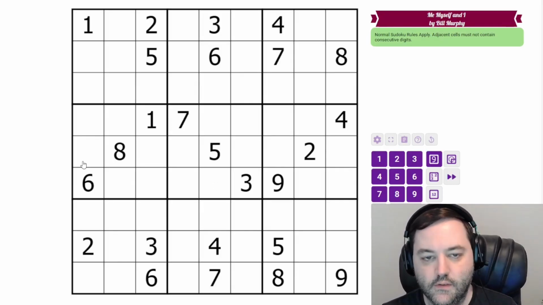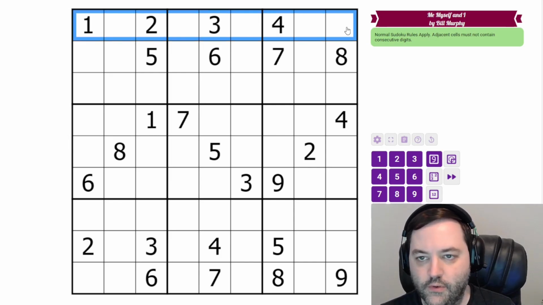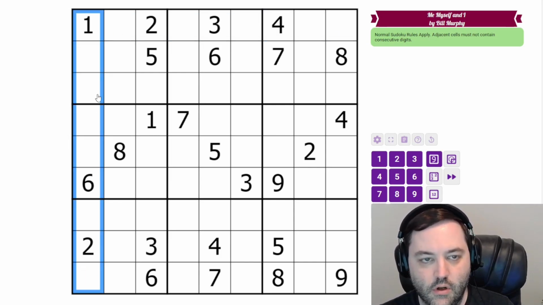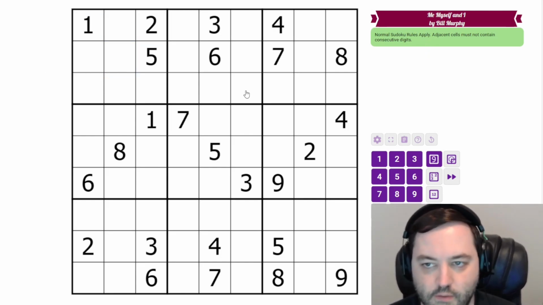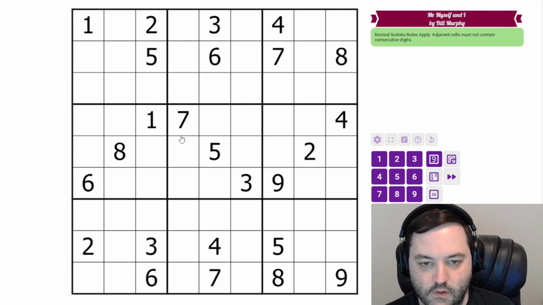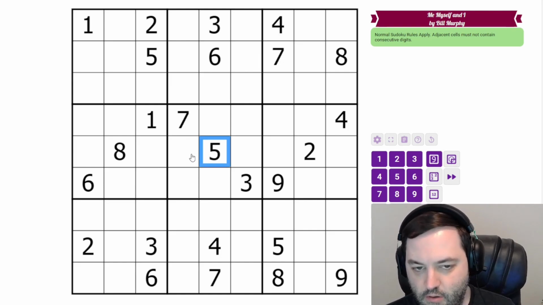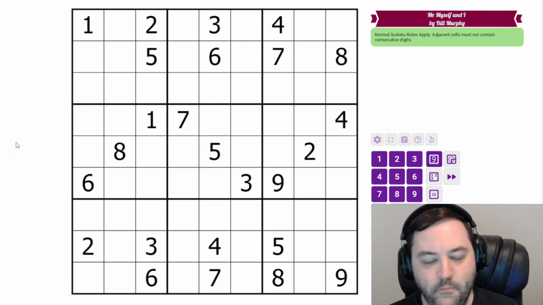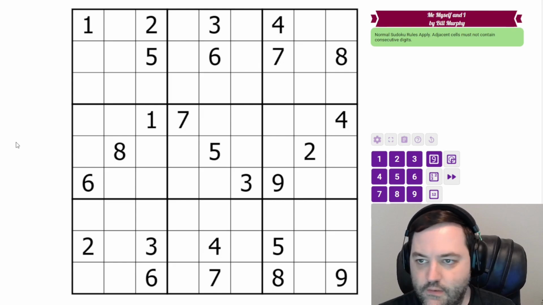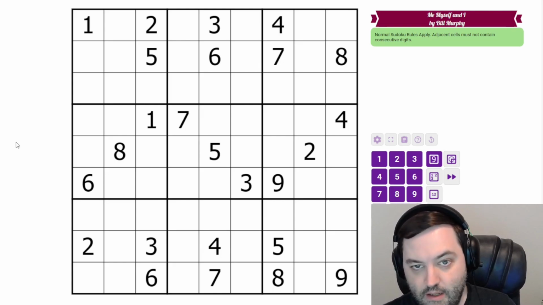This is a non-consecutive Sudoku, so we have normal Sudoku rules, 1 to 9 in each row, column, and 3 by 3 box. Additionally, adjacent cells must not contain consecutive digits. So there's a 5 here. We can't put a 4 here, because 4 and 5 are consecutive. Those are the rules. And this is a global constraint that can be quite hard.